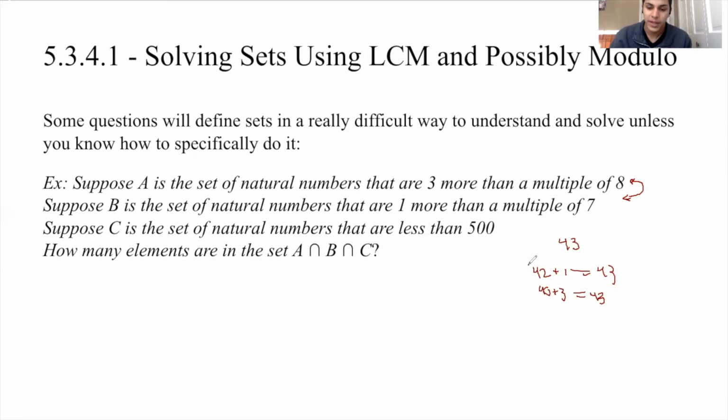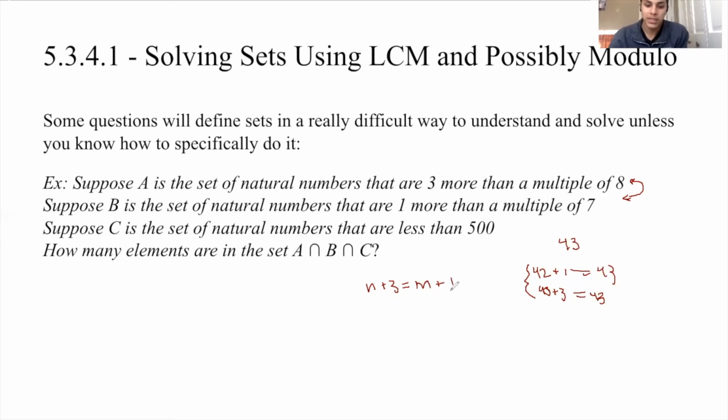And if we look here, that's true, right? Because 42 is 2 more than 40. Say we have n as our multiple of 8, so n plus 3 is going to be equal to 1 more than our multiple of 7. And say m is our multiple of 7. So n plus 3, our multiple of 8 plus 3, is going to be equal to our multiple of 7 plus 1, right? These are the numbers we're talking about.